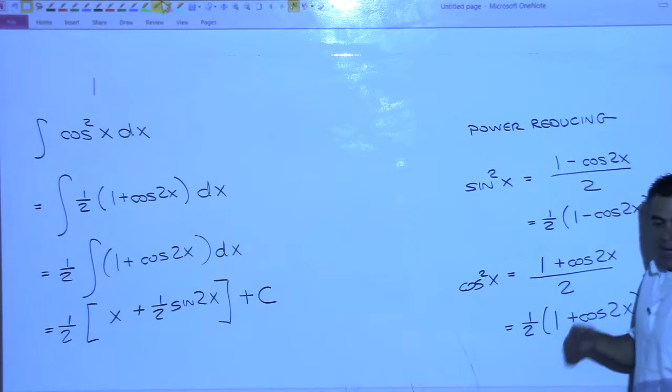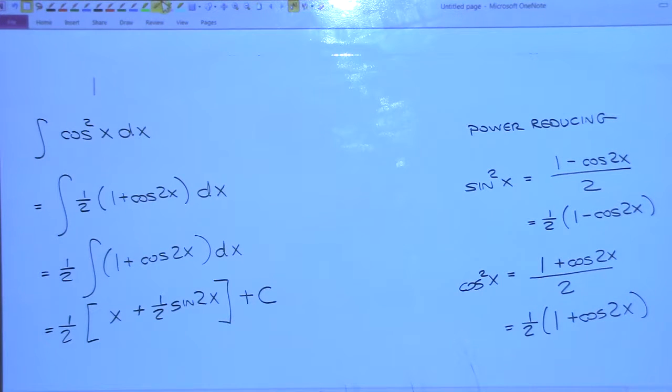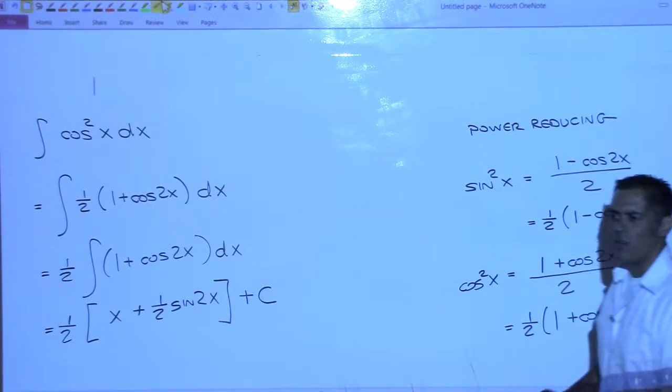And you can multiply the half through now, right? And we'd be done. Pretty clean, right? So this even power is not so bad.